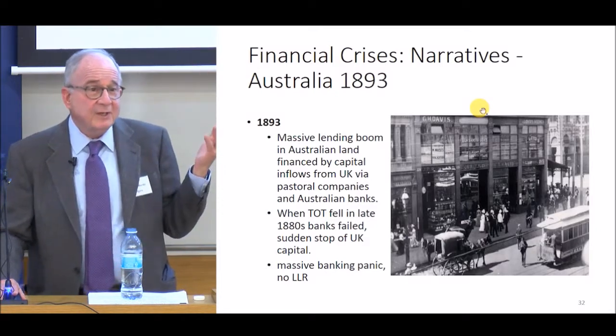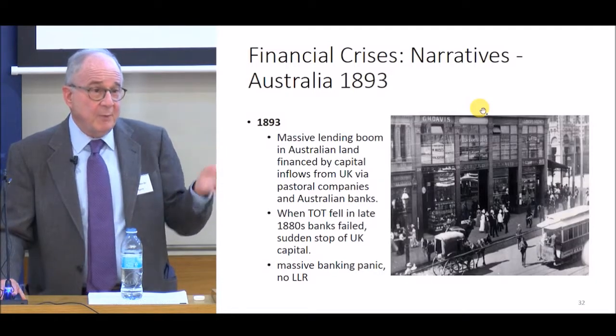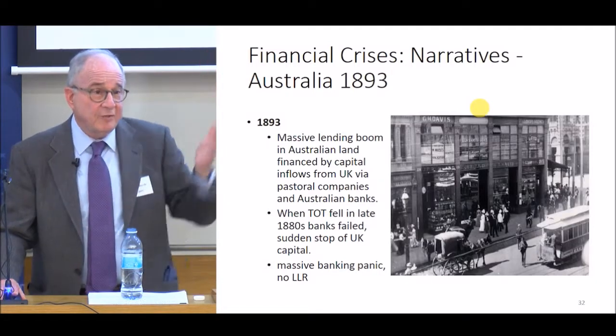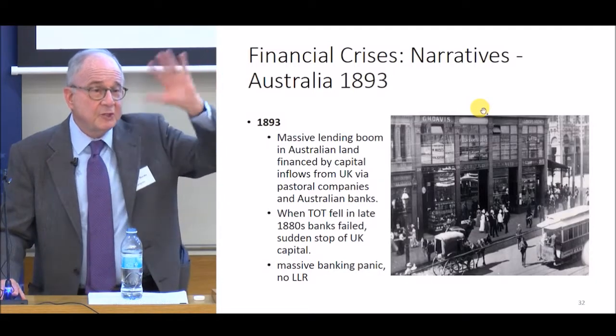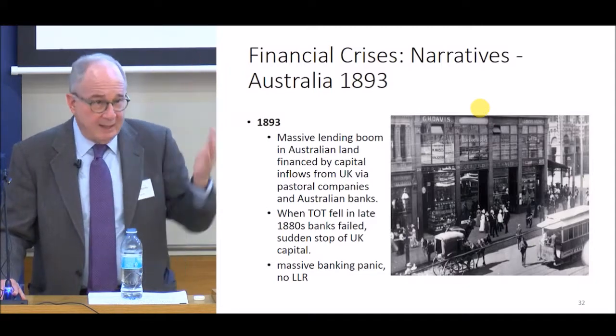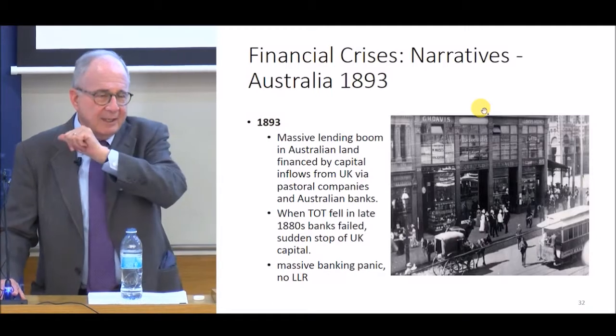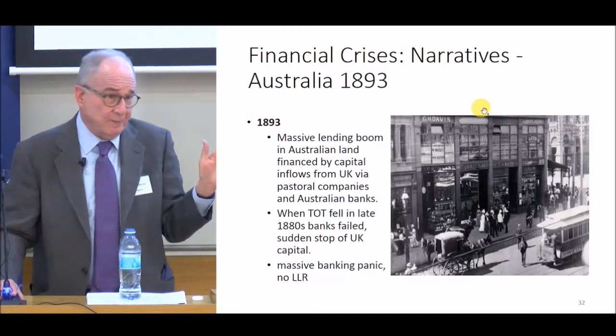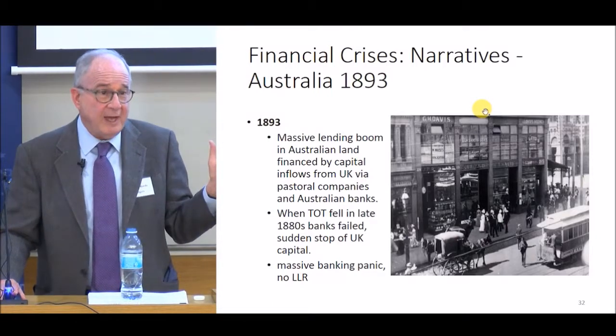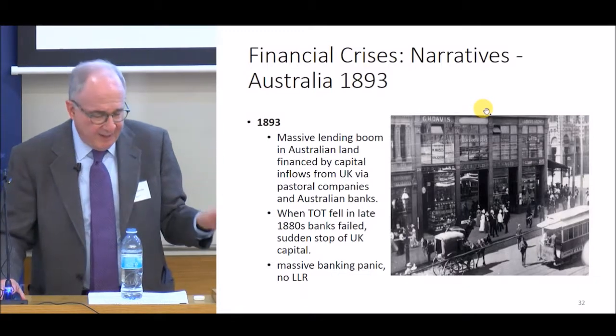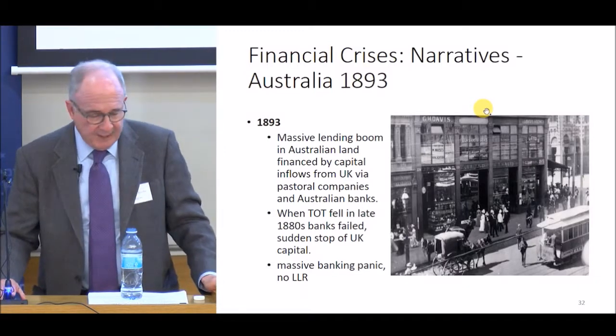So what happened is the terms of trade, which had been rising in the late 1880s, start to fall. There's a huge decline in the price of wool. Land prices fall, the banks fail. The people in England who lent them the money lose. So there's a sudden stop of capital, and Australia has a depression for 10 years.